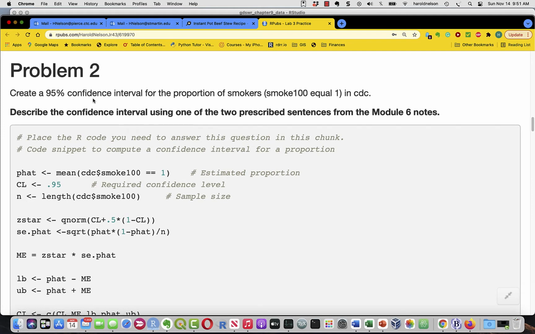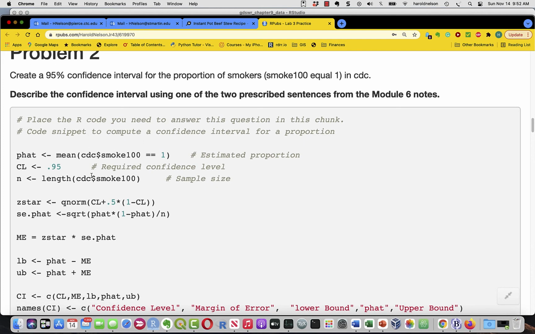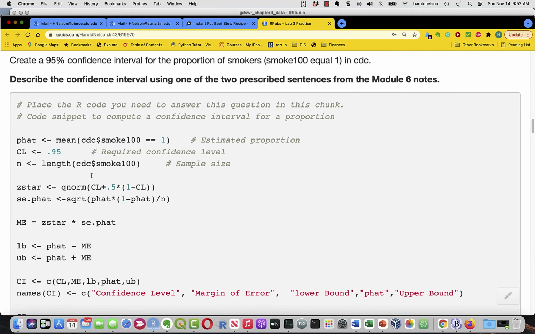Create a 95% confidence interval for the proportion of smokers, and smoke 100 is equal to 1 in the CDC data frame. In our case, what we'd be interested in is the fraction of days in which wetness is equal dry. So here it's CDC. So here's the code that you need to do this problem.